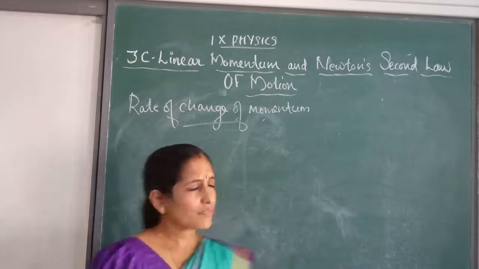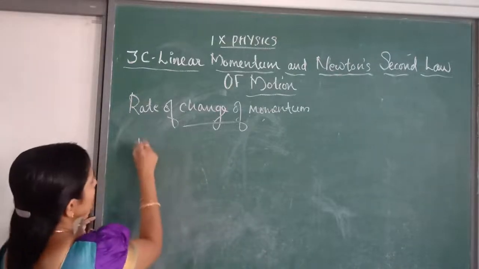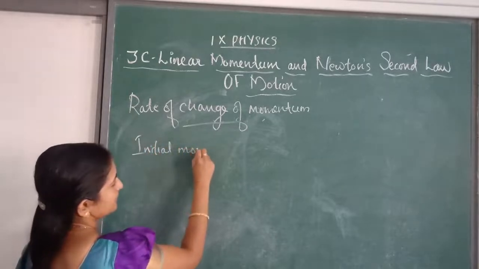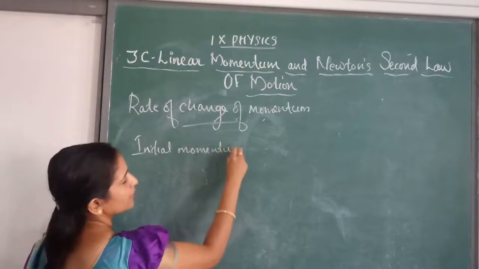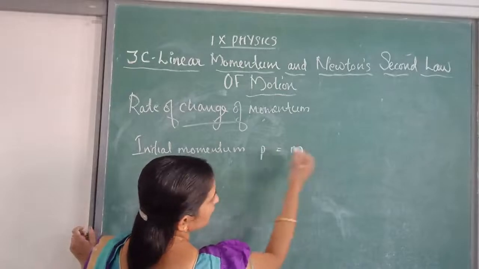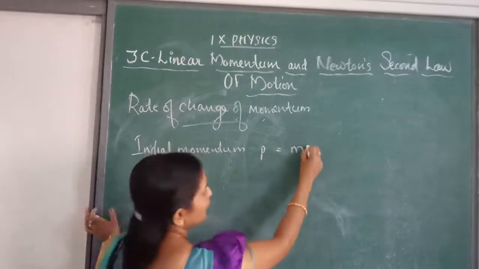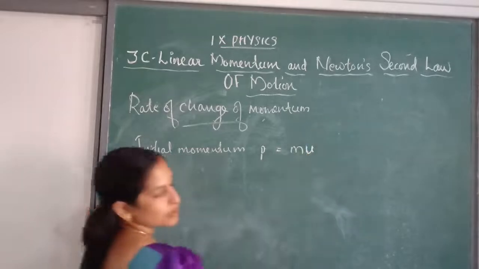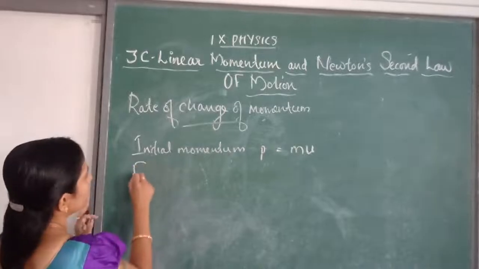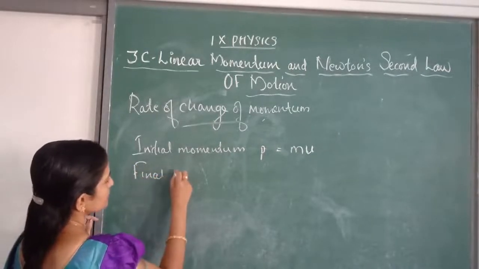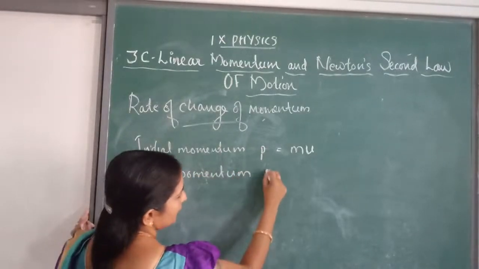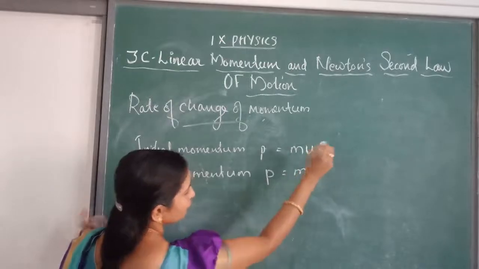Okay. Now from that we can understand that the initial momentum of the body is, momentum is always mass into velocity, p equal to mass into velocity. Initial velocity is taken as u. So it will become p equal to mu. And the final momentum p is equal to mv.